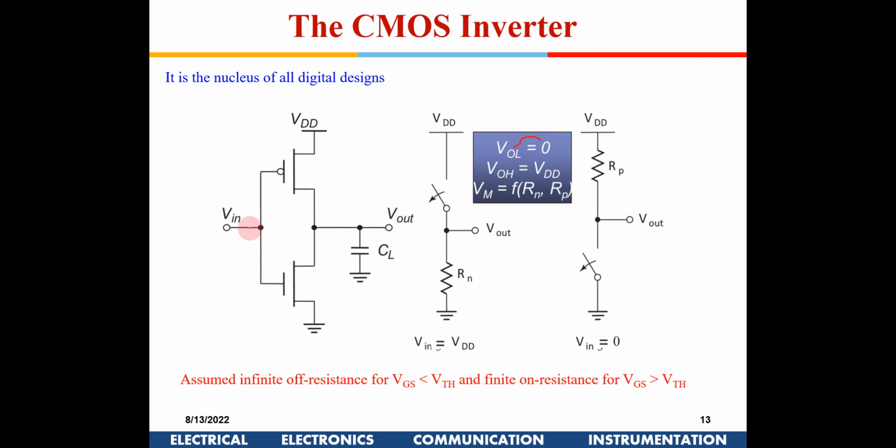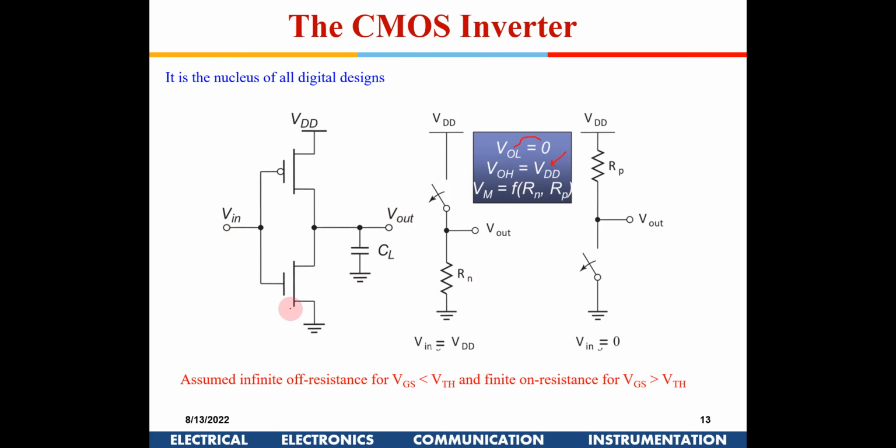Similarly, when V in is 0, this will be off and this will be on. So the output will be fully charged to VDD. So irrespective of the size of these transistors, the output will be charged to VOL or to VOH. So is it ratioed, or is it going to be ratioless? It will be called ratioless.